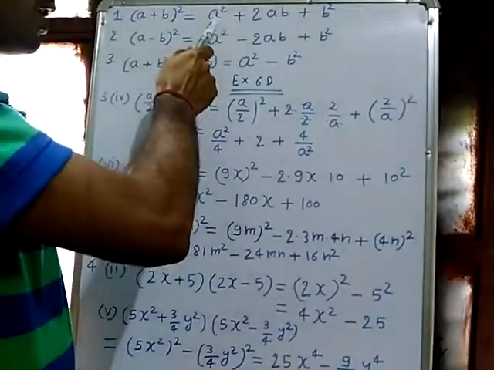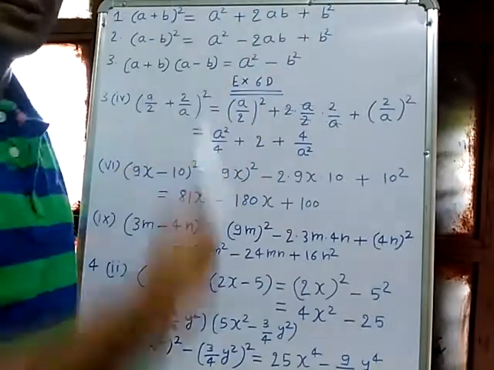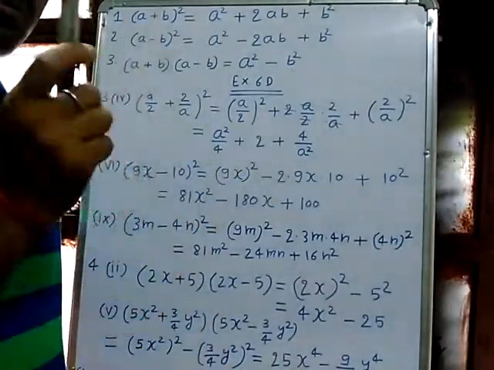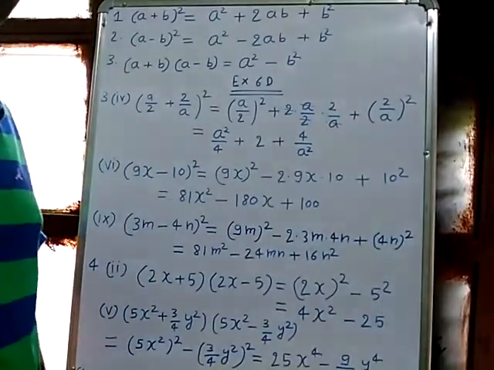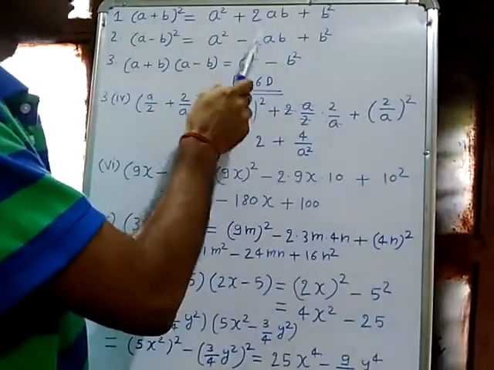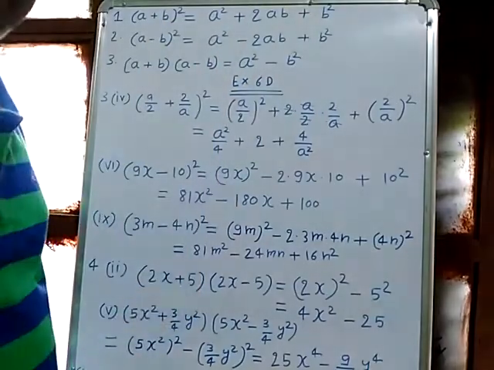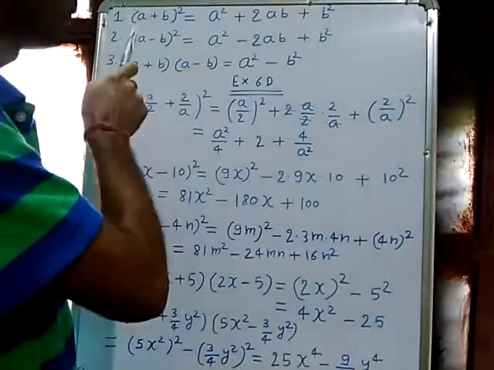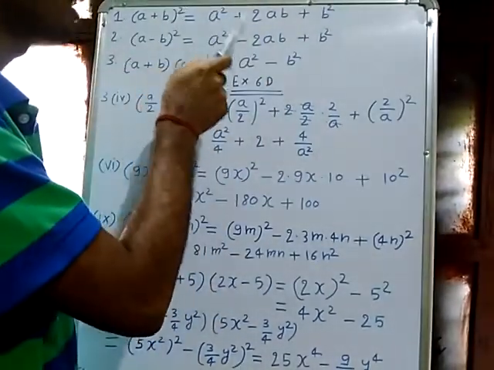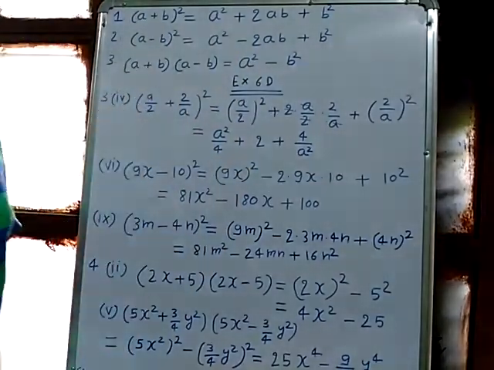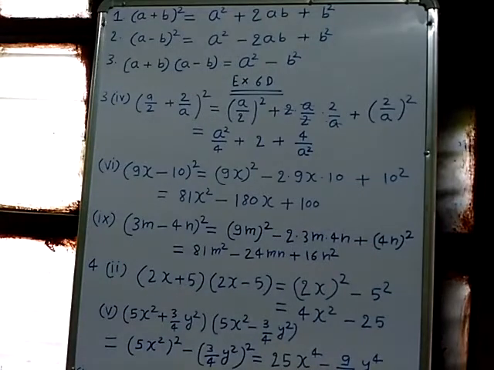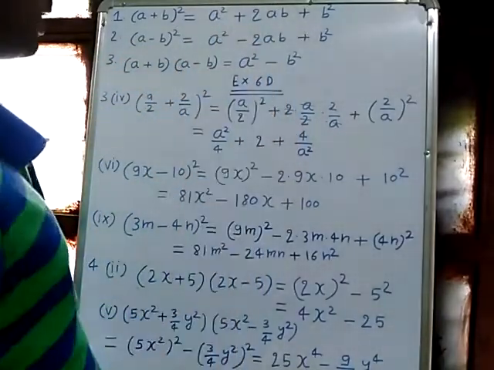Repeat with me: a square plus 2ab plus b square. Right? A square plus 2ab plus b square. A minus b the whole square. What is a minus b the whole square? A square minus 2ab plus b square. This is the second one: a minus b the whole square is a square minus 2ab plus b square. And third, a plus b into a minus b. The product of a plus b into a minus b is equal to a square minus b square.